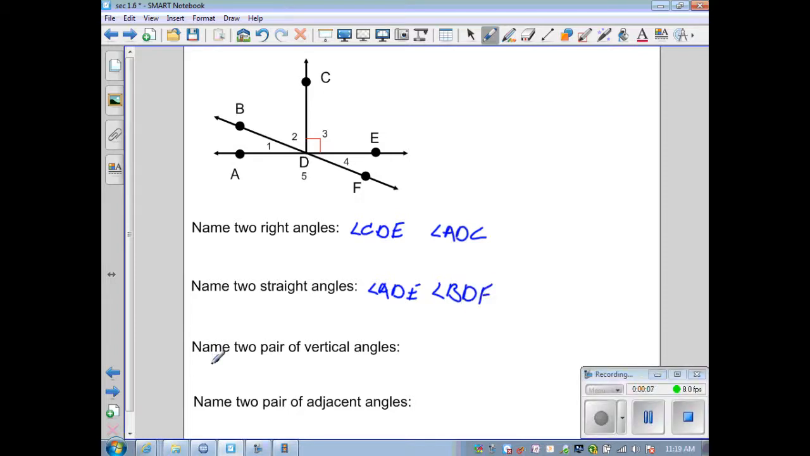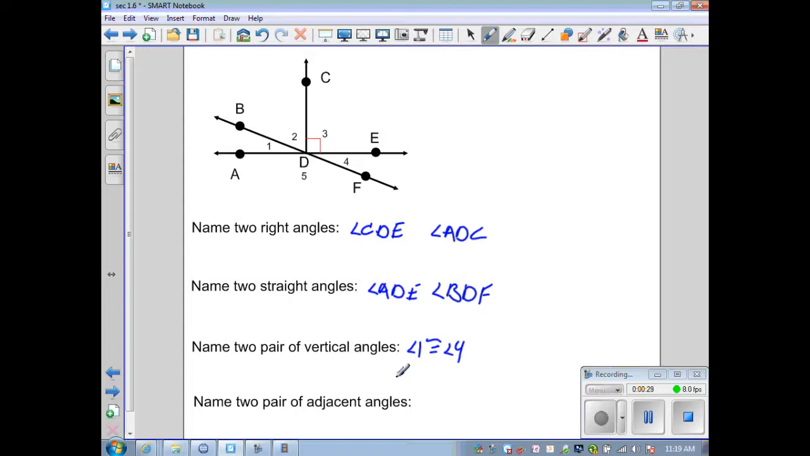Recall they are formed by two intersecting lines and are non-adjacent. If I choose angle 1, I need an angle that is non-adjacent to it, but is formed by these two lines. 2 and 3 form one angle that is adjacent to angle 1. 5 is the other. Therefore, angle 4 is the non-adjacent angle. Therefore, it is the vertical angle to 1.